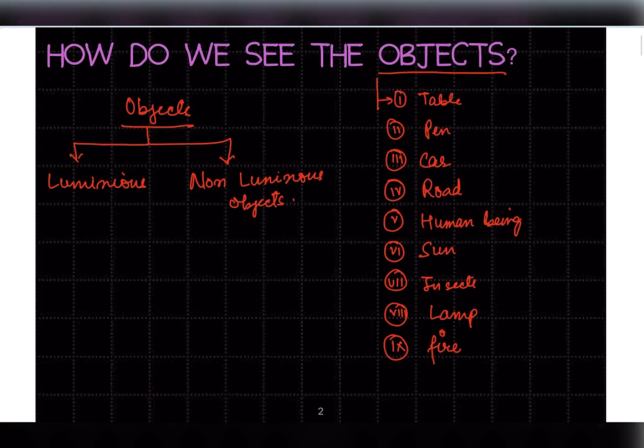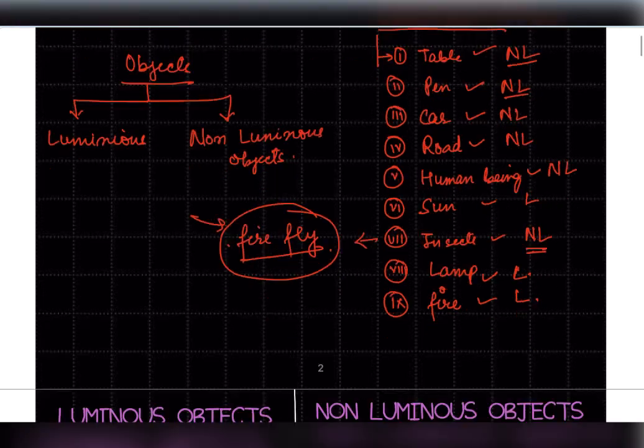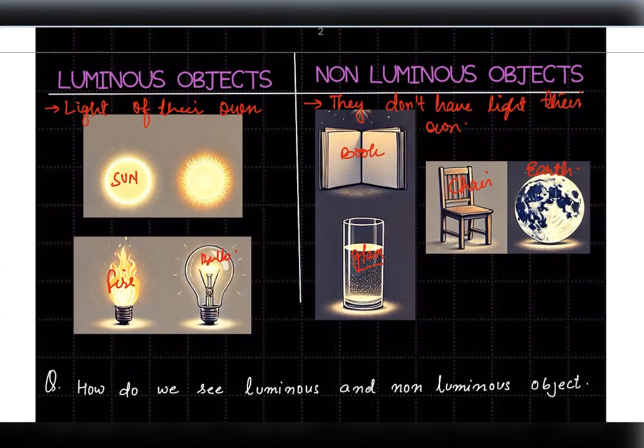Now let's classify. Is a table a luminous or non-luminous object? Non-luminous. Does a pen have light of its own? No, so non-luminous. Car, non-luminous. Road, non-luminous. Human being, non-luminous. Does the sun have light of its own? Yes, luminous. Insects, non-luminous. There is one insect which has light of its own. You know the firefly, right? At night time we see fireflies, which have light of their own. Except these, other insects are non-luminous. Lamp, it has light of its own, luminous. Fire, luminous. Are you getting the point? So now you know what luminous and non-luminous objects are.